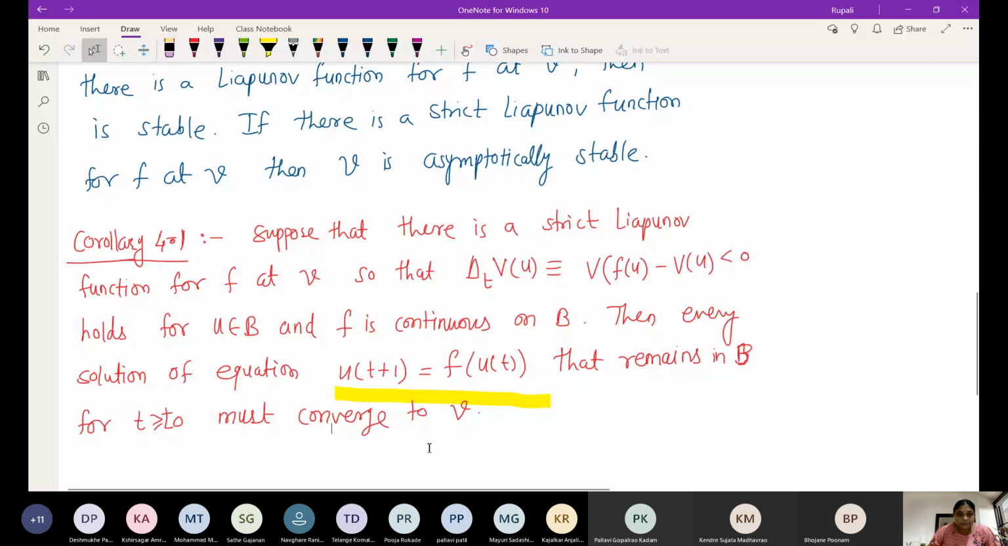Is that okay? So whenever we want to show that solutions of this equation converge to V, then we will show existence of a strict Liapunov function at that fixed point. Okay. Now we will have Corollary 4.2. For this, the proof follows from the definition of asymptotically stable. Corollary 4.2.